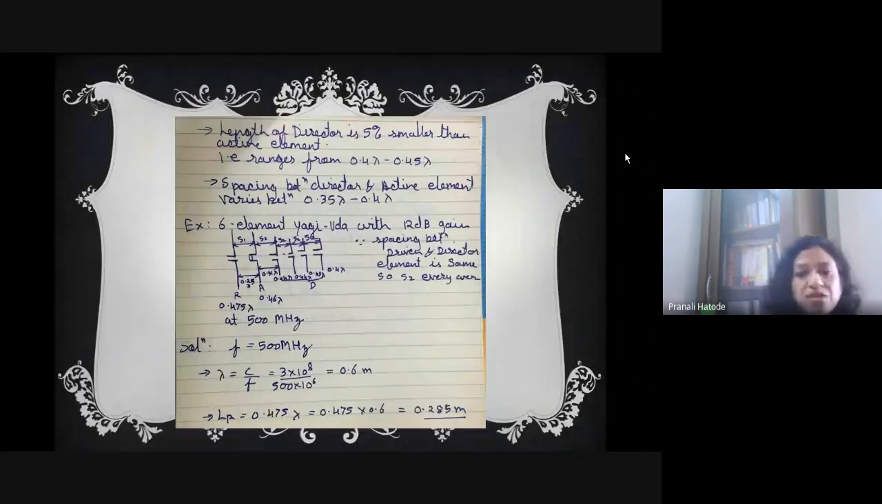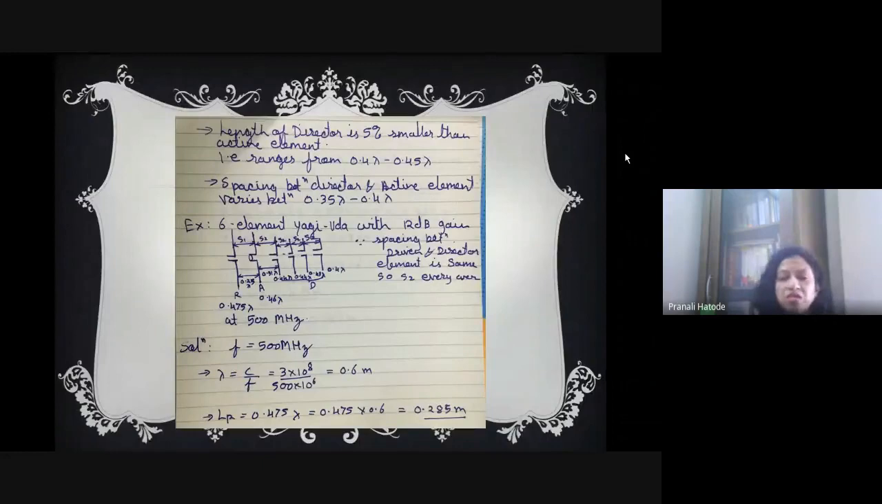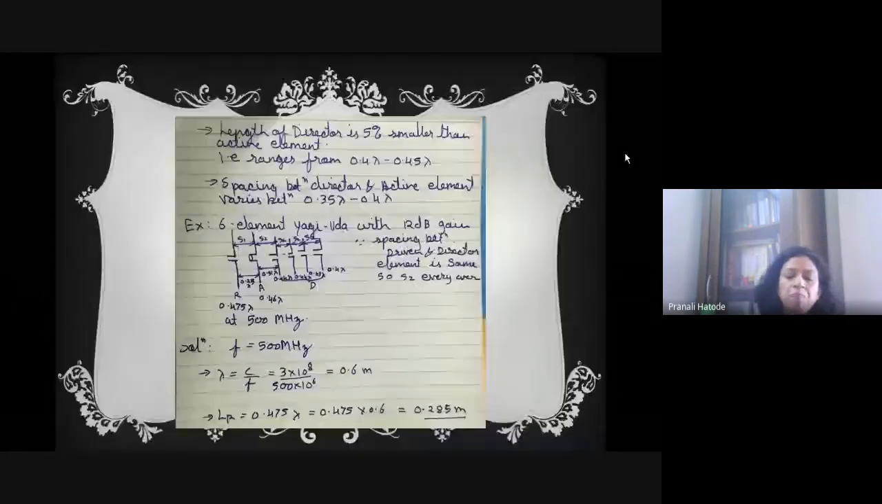Here I have taken spacing as S1 and S2 for all the remaining elements, because the spacing between the active element and the directors is the same. So it is always 0.31 lambda. Now let us solve, and we will be designing for 500 megahertz. So here I have shown you.